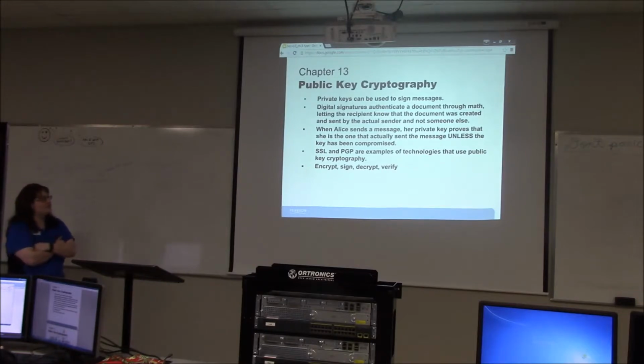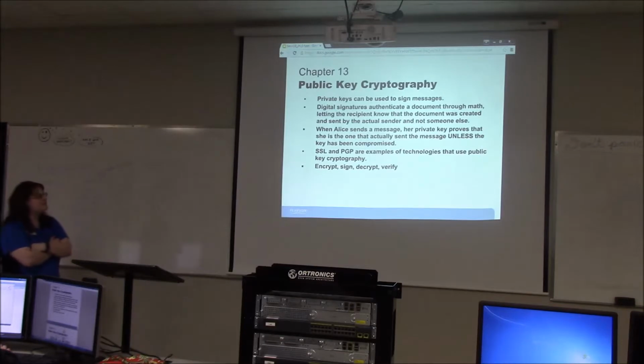So this digital signature is basically something signing off saying this message or this document was actually sent by Alice. It says it was sent by Alice, but this proves that it actually was. So when she sends a message, her private key proves that she's the one that actually sent it. Unless that key's been compromised, and then we know she needs a new one.